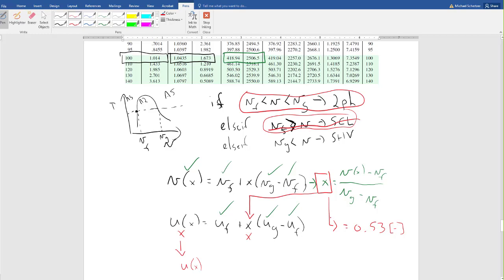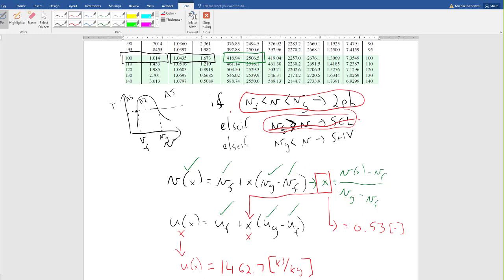Right? And then here we have this value. So we're about halfway in between these two numbers. And the value that I got for U of X is 1,462.7 kilojoules per kilogram. So that is how we deal with these problems.